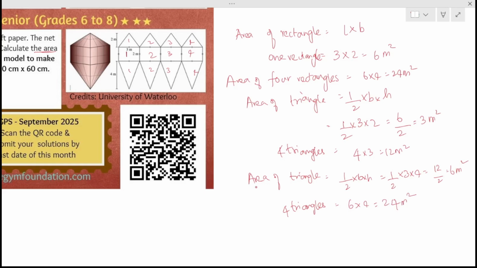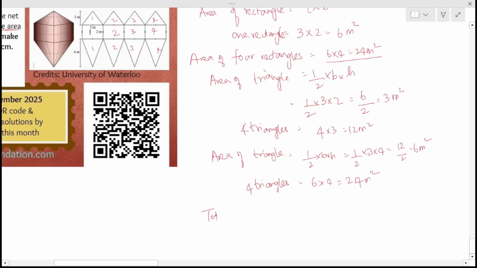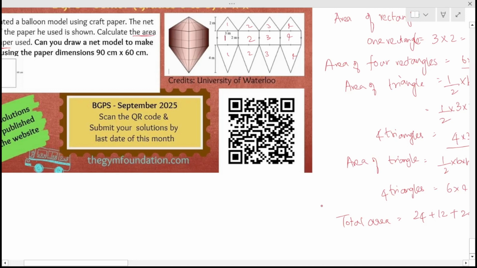So the total area of the paper will be 24 meter squared plus 12 meter squared plus 24 meter squared, and that in turn is 48 plus 12, which is 60 meter squared. So this is the total area. So this seems to be a problem till now.